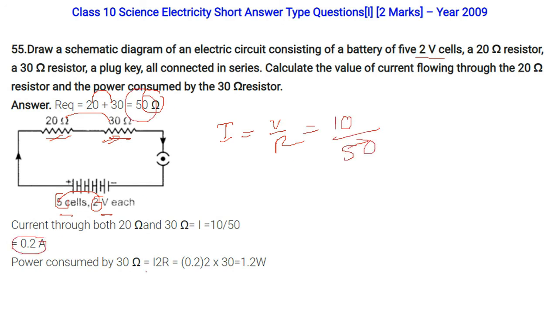What will be the power? Power will be I square into R. I is 0.2, so 0.2 square into R. R is the resistance of the 30 ohm, because the question is about the 30 ohm. So I square into R, R is 30, so 1.2 watt.